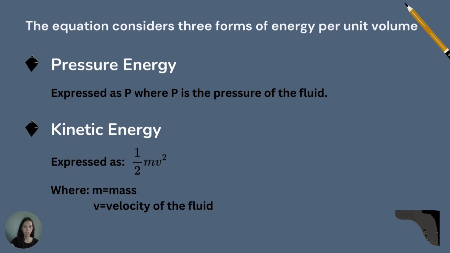Next is kinetic energy. Kinetic energy in a fluid is the energy due to its motion or velocity. Kinetic energy increases with the square of the fluid velocity, meaning small increases in velocity result in significant changes in kinetic energy. It is expressed as 1/2 mv squared, where m is equal to the mass and v is equal to the velocity of the fluid.